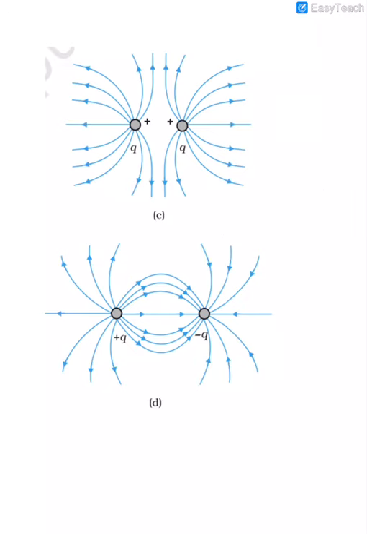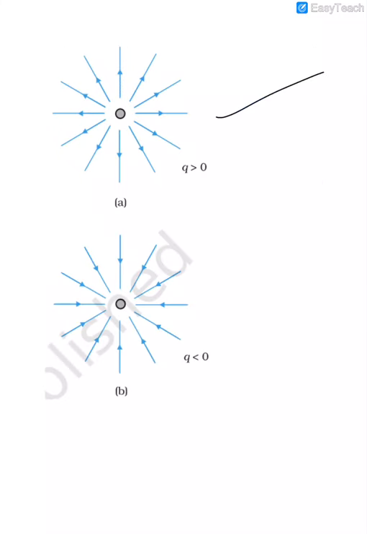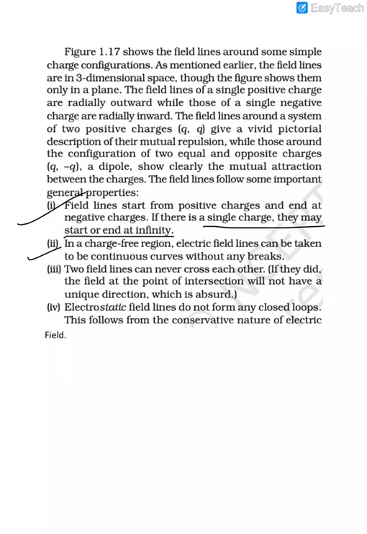One thing which is very clear from all the diagrams is that the field lines always begin from a positive charge and end at a negative charge. If there is a single charge, they may start or end at infinity. You can see in this diagram the field line is starting out from the positive charge. Look at this diagram, the field lines are entering into the negative charge.